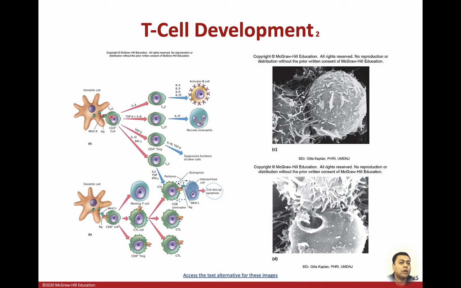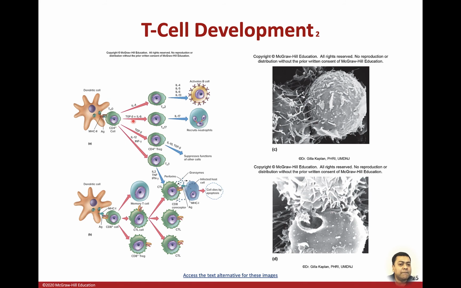IL-4 released will activate the TH2 cells. And how does it do that? IL-4 will activate a transcription factor which is known as GATA3. This GATA3 will activate the secretion of IL-4, 5, 6, 13, which will activate the B cells.